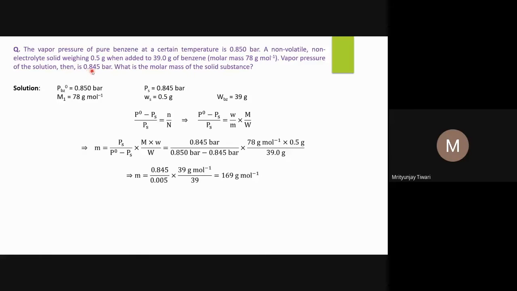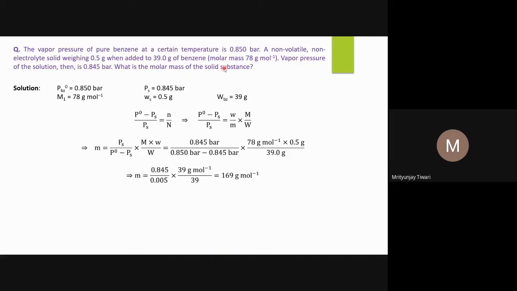It becomes 0.845. Now compare these values, 0.85 to 0.845. The difference is 0.05, which is a very small difference. That is why we can use this equation, or even if you write P naught in place of Ps, it won't affect the value by a significant amount. So anyway, let us solve.